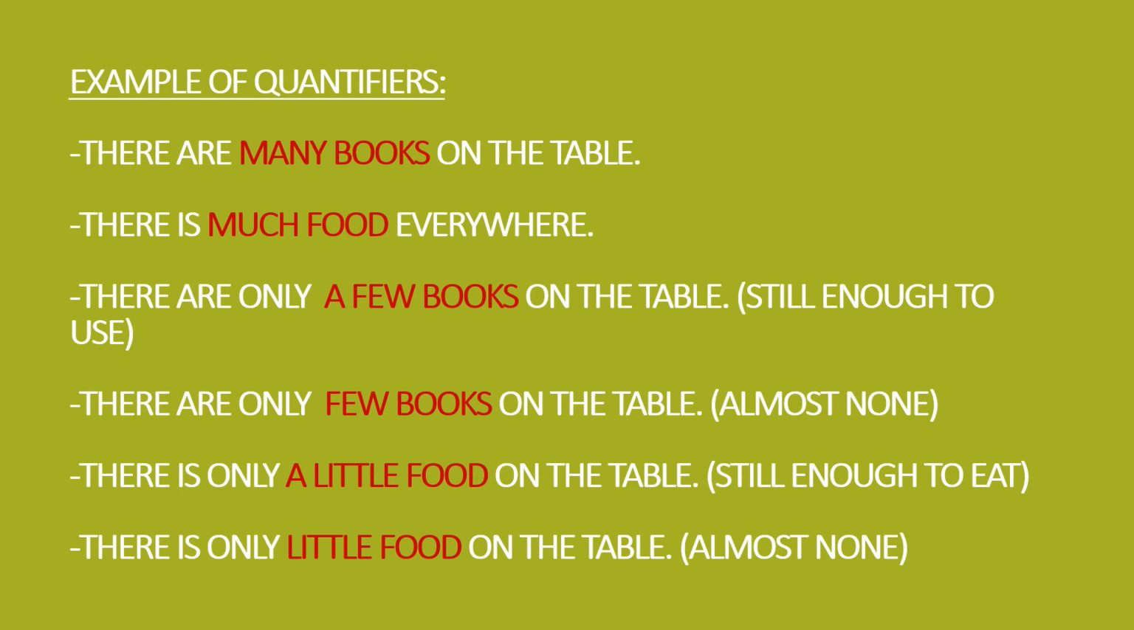There's only a little food on the table, still enough to eat. There's only little food on the table, almost none. So with a little food, you don't have much food, yet you can still share with your friend, still enough to give them. But with little food, you almost have nothing to eat, so you cannot share anymore.